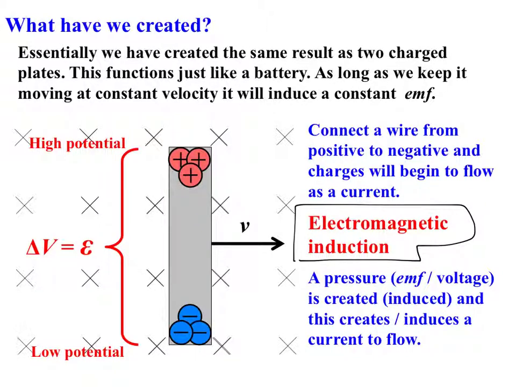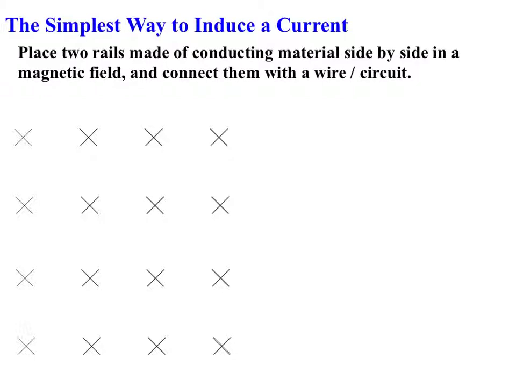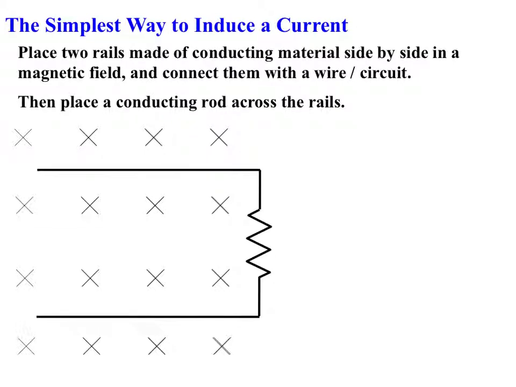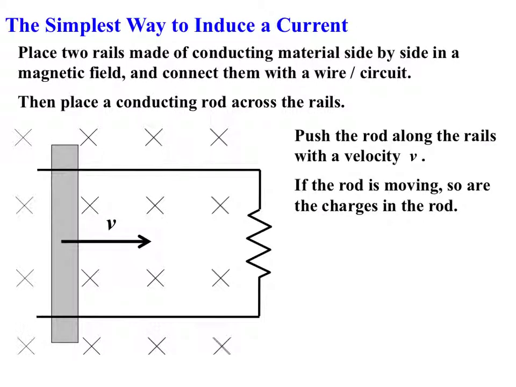And this is a pressure or EMF or voltage, which is created or induced, and this creates or induces a current to flow. So let's say that you place two rails made of conducting material side by side in a magnetic field, and then connect them with a wire or circuit. Then place a conducting rod across the rails. Now you can push this rod along the rails with a velocity v.